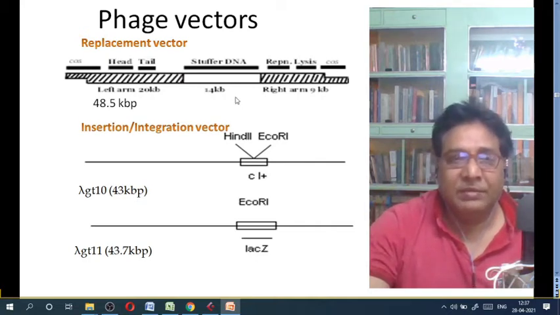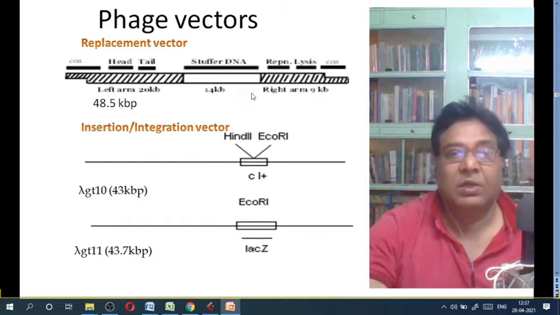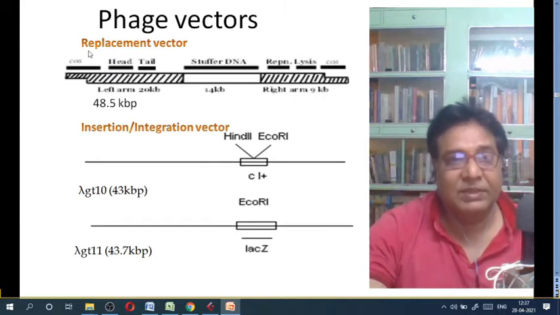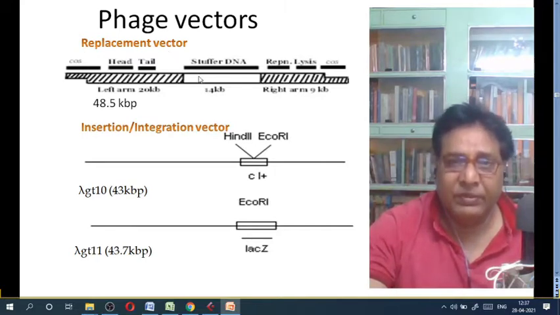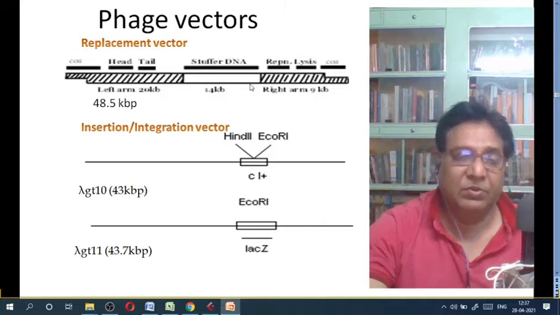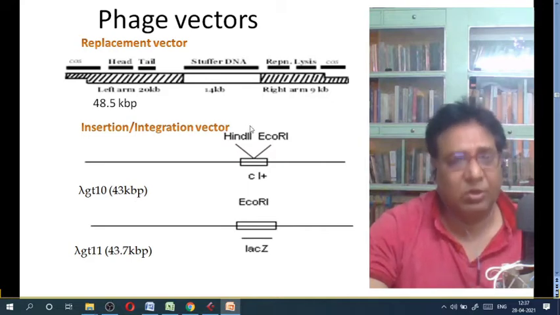So you can incorporate your gene of interest, which may range in size from 9 kb to 23 kb. So this portion of the DNA can be replaced, and that's why the name is the replacement vector. If you replace this portion of the DNA with your own desired gene, then what will happen? Some genes present within this region will be lost.